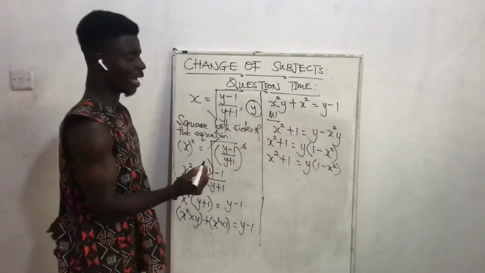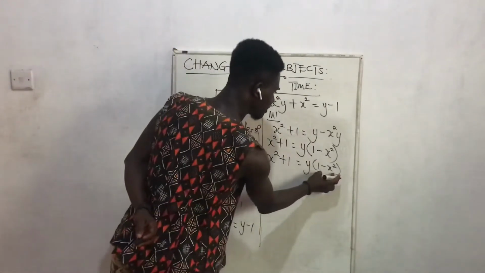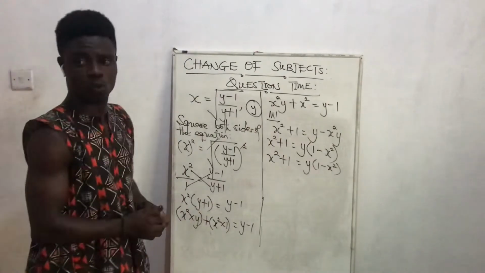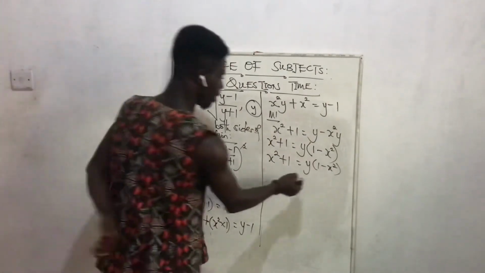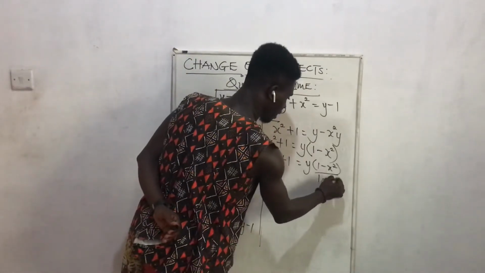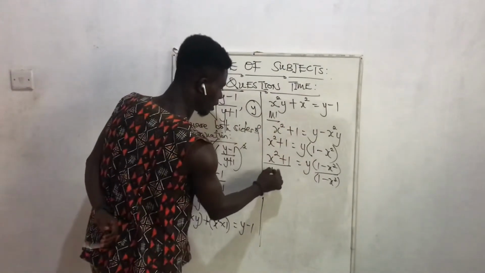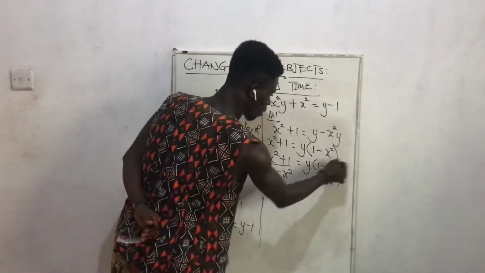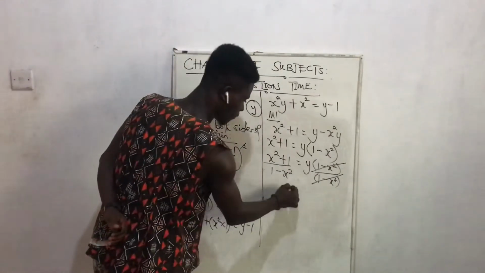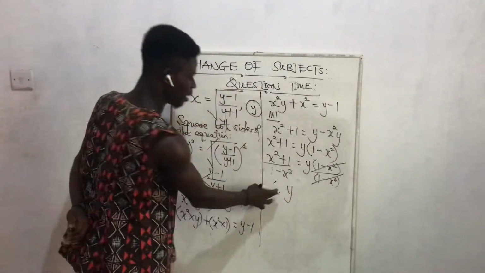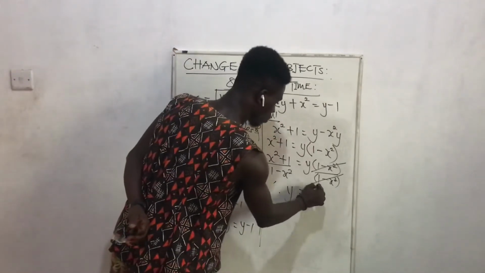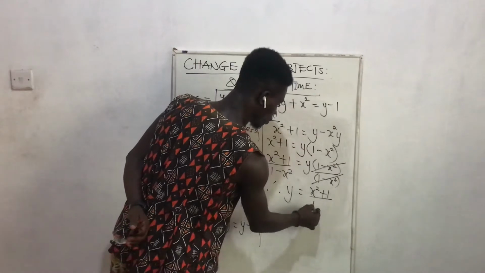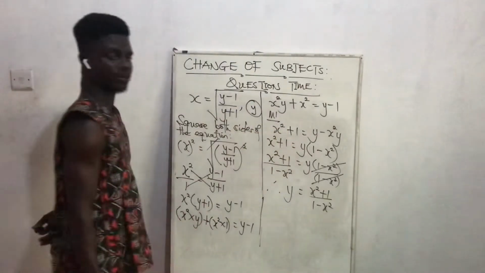So what should I do here? This expression is multiplying itself towards y. So I have to divide, right? So here 1 minus x squared, then here 1 minus x squared. So this one cancels that, right? So I have y, so it comes to the left hand side. y equals x squared plus 1, all over 1 minus x squared.